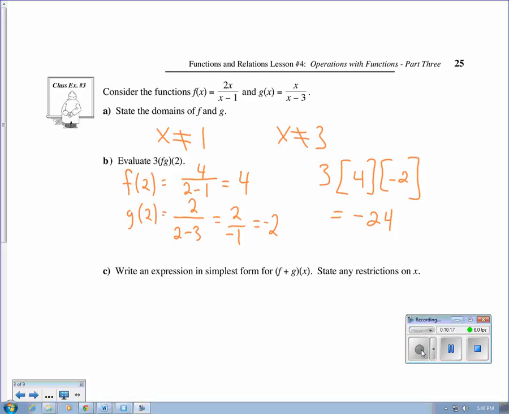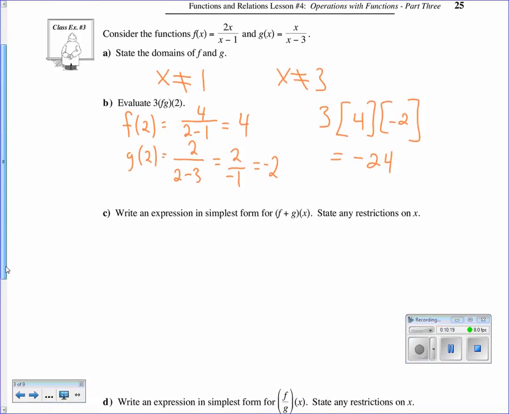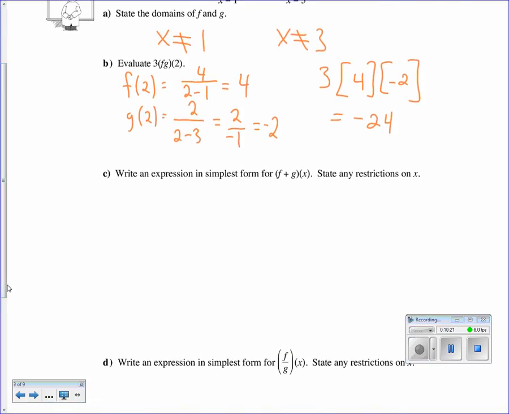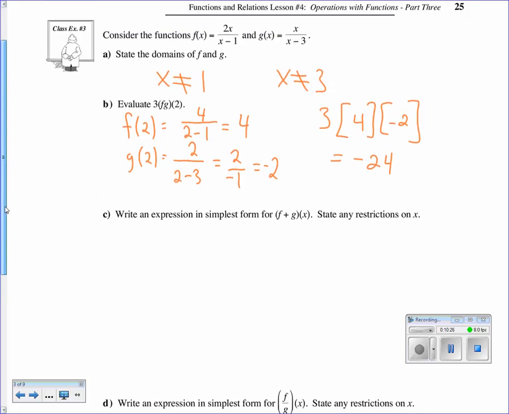Now I have to add the functions f plus g, state the restrictions on x, so that's going to be interesting. I've got to copy those functions down a little bit. So function f is 2x over x minus 1, and then to that I have to add x over x minus 3. Now this is working with fractions. Fractions are most people's least favorite thing. I'm going to have to find a common denominator and do quite a bit of work to make this look beautiful. I'll track my work as I go.